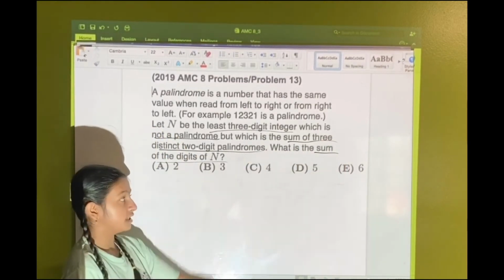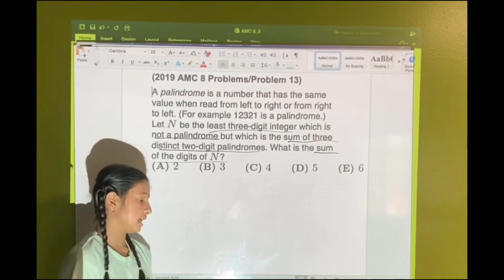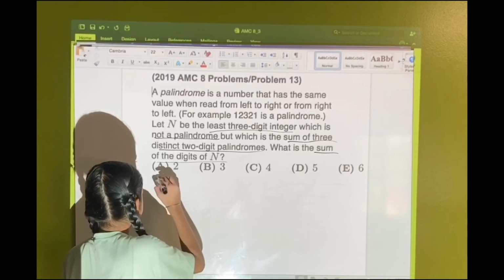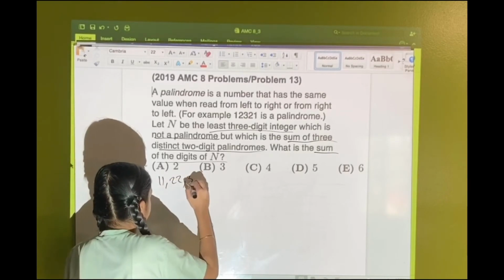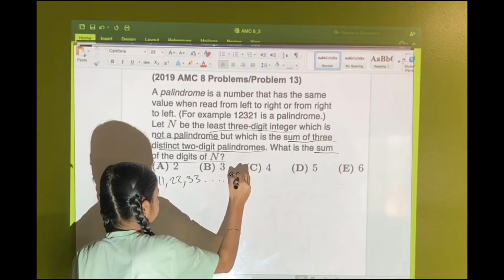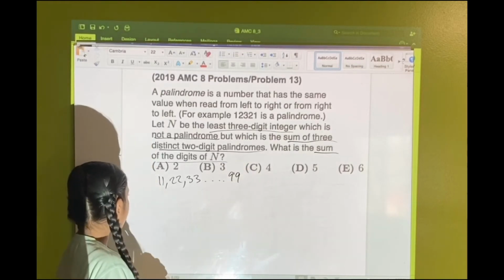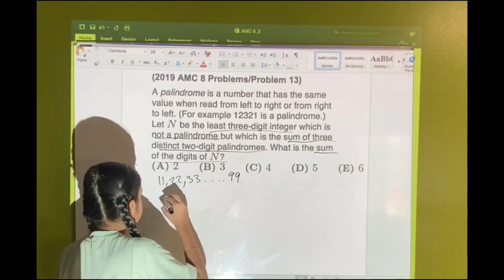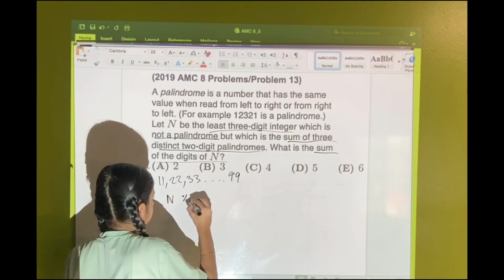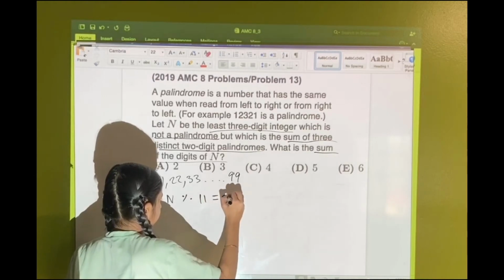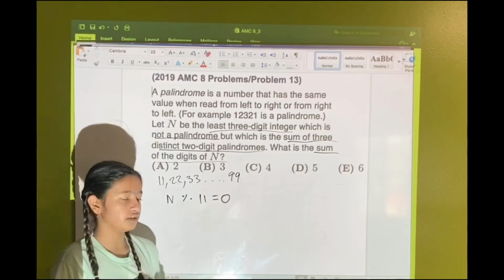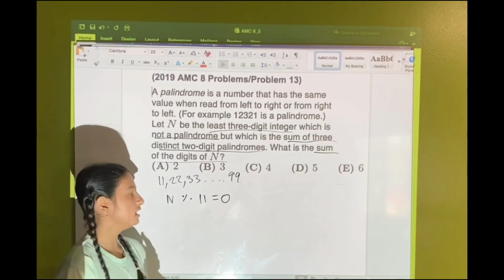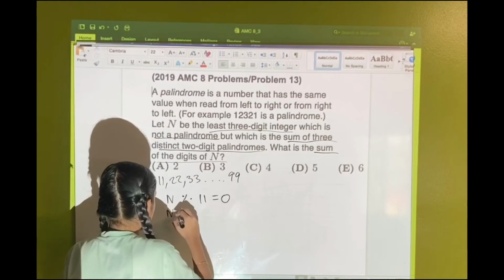It's important to understand the last part because this problem has a lot of steps. All 2-digit palindromes are divisible by 11. Let me show you. 11, 22, 33, 99. So because n is the sum of 3 2-digit palindromes, that means n is also divisible by 11. So the least 3-digit integer that is divisible by 11 is 110. So n can possibly be 110.